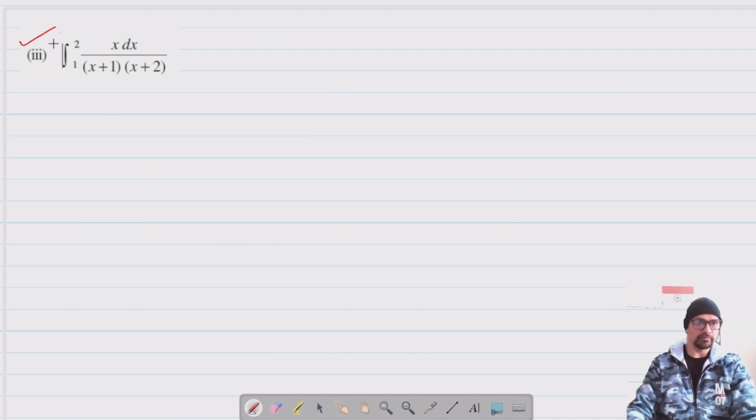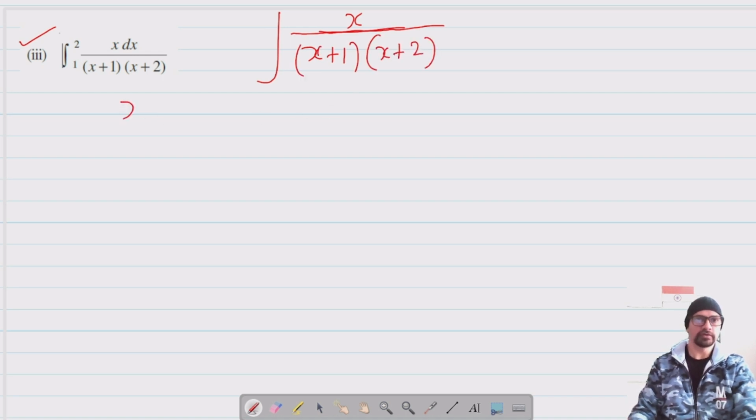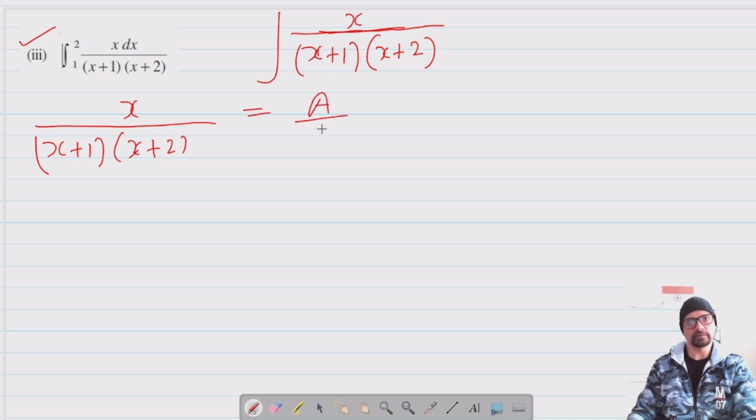Okay, this is one more example where we can use the second fundamental theorem of calculus. And let's try to find the integral of this first. So it's the integration of x upon (x plus 1) into (x plus 2) dx. And it has to be done using the partial fraction method.